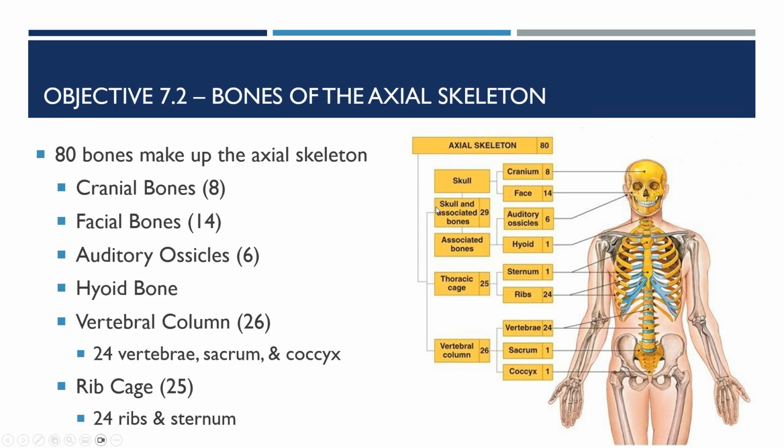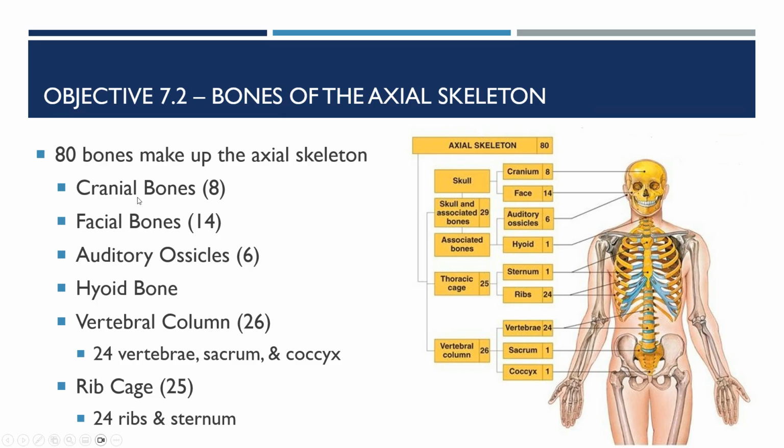So chapter 7 is going to specifically look at the 80 bones of the axial skeleton, and we're just going to do a brief overview because this is covered very heavily in lab, so we're not going to necessarily spend a whole lot of time on this chapter because it is covered elsewhere. And so you can see where the 80 bones come from.